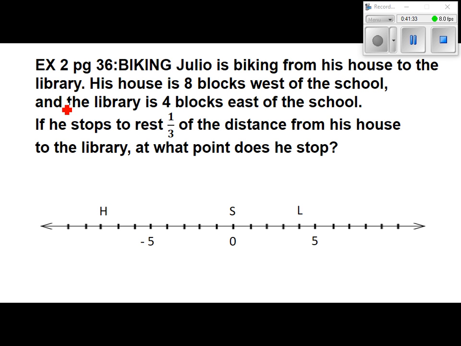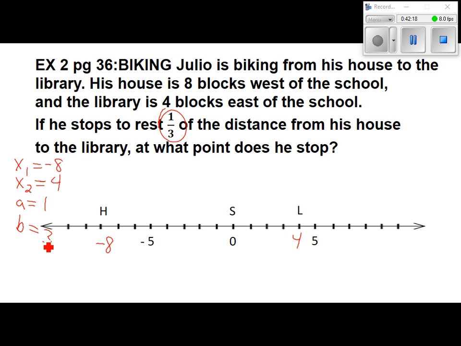His house is where? What's the coordinate for his house? -8 it looks like. What's the coordinate for the school? 0. And what's the coordinate for the library? 4. So if we're using our formula again, what's x1? -8. That's where he's starting at. That's the initial point. What's the ending point for our segment? Four. And then, what's A? One. That's the fraction right here, right? What's B? Three.